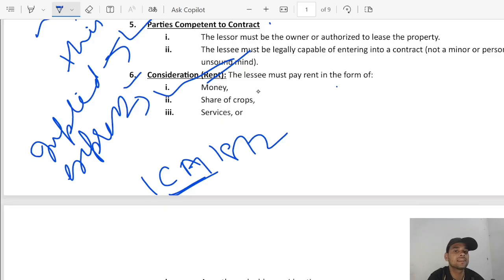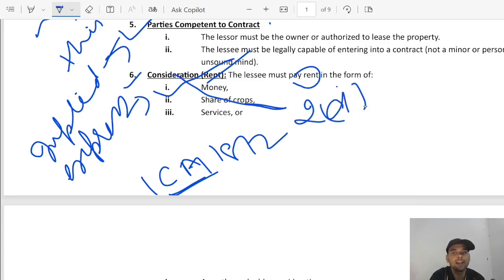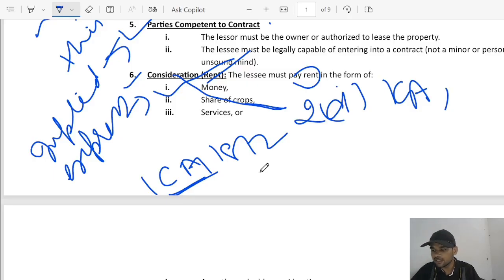Sixth point is consideration, that is the rent. The lessee must pay rent in form of consideration, as I already told. Section 2D of ICA deals with the consideration. This is the definition of the consideration. The consideration can also be present, or it can also be future.